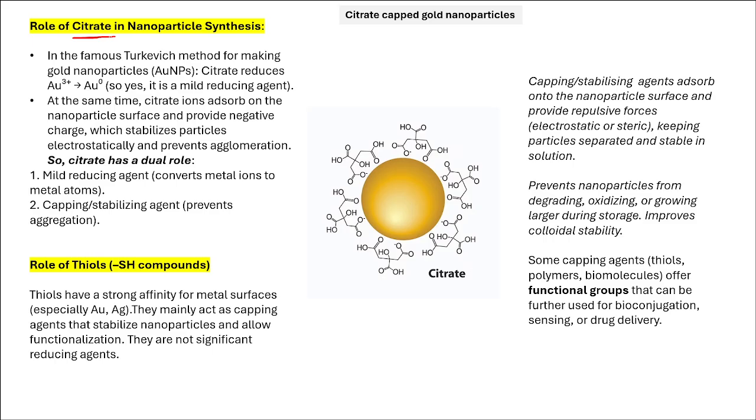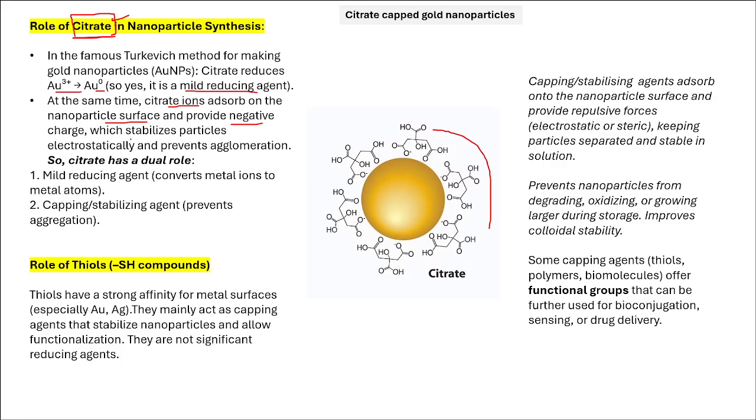Before looking at the other method, let's first see what role citrate plays in this nanoparticle synthesis, and why it was written that in this case citrate acts not only as a reducing agent but also as a stabilizing agent. In the famous Turkevich method for making gold nanoparticles, citrate reduces Au3+ to Au0. So yes, it is a mild reducing agent. At the same time, citrate ions adsorb on the nanoparticle surface and provide negative charge. You see this?